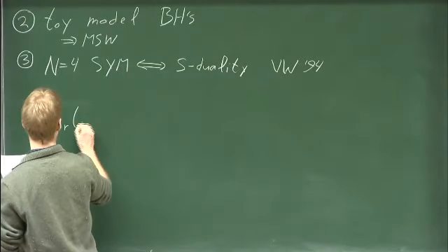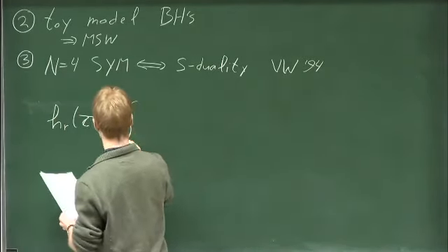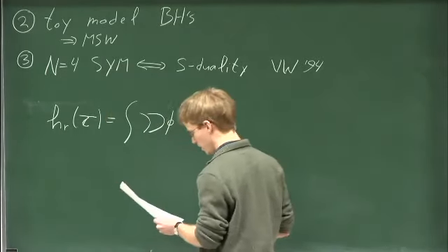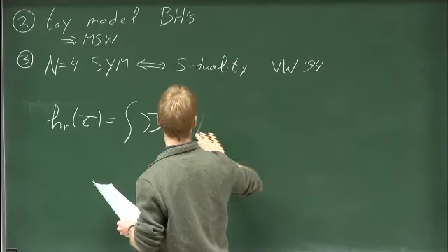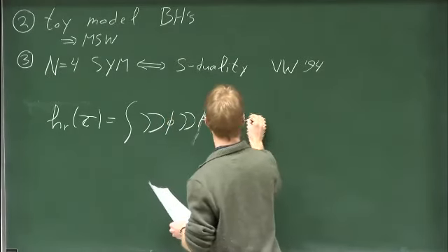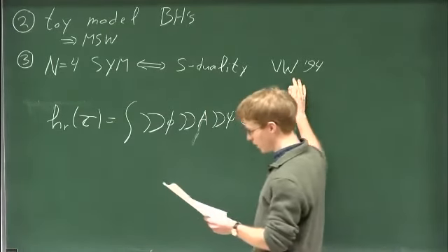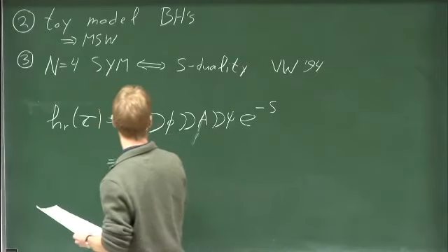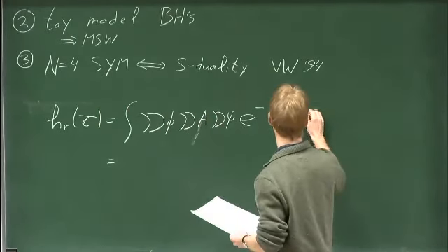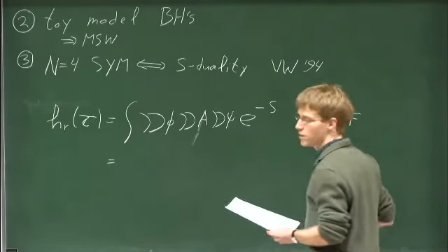So we start. We have the path integral of Yang-Mills theory. You have a path integral over some scalars, the gauge fields, and some fermions, e to the minus S. And Vafa and Witten showed in '94 that this supersymmetric path integral localizes on the instanton solutions, so on the solutions where F is equal to minus star F.